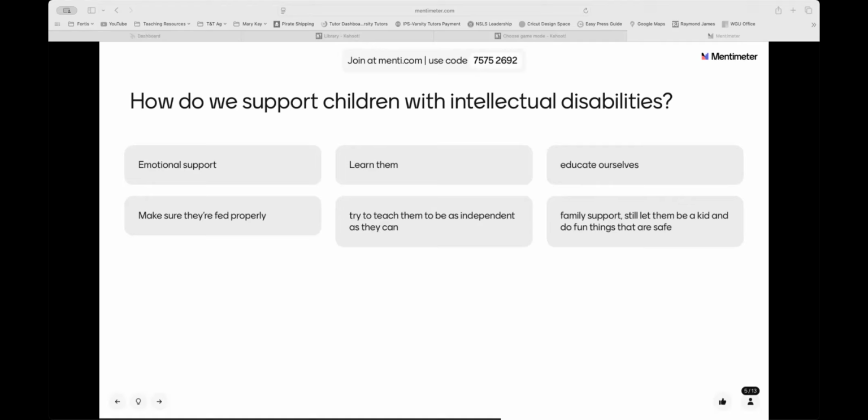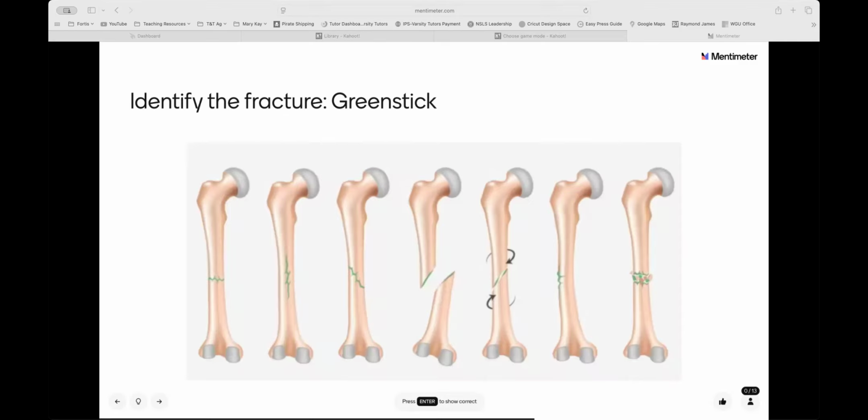Do we have any questions on neurological or sensory disorders? Okay, we will go ahead and move on to musculoskeletal disorders. So we're going to start with fracture identification. So which of these is a green stick fracture?